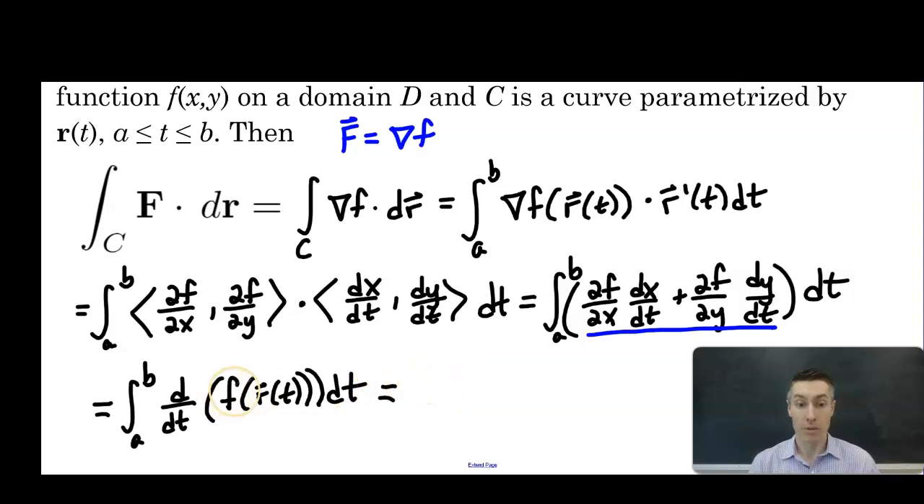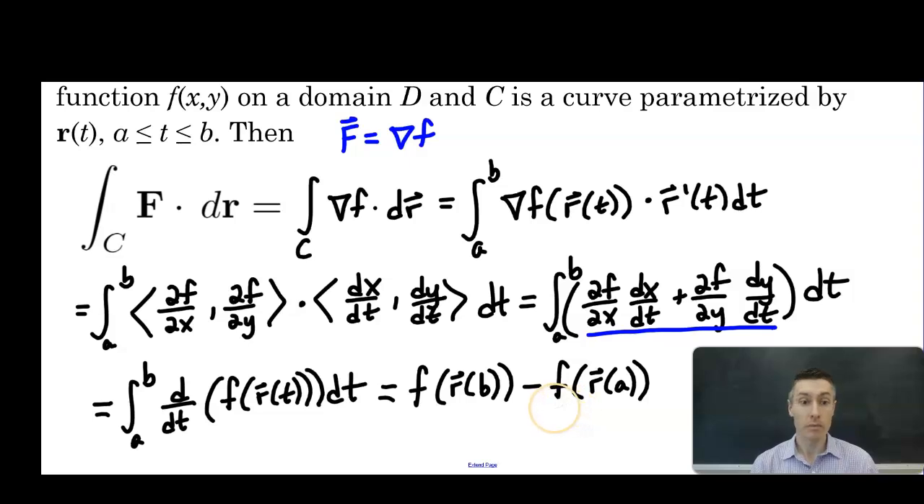So we're going to evaluate the potential function, that is, at the endpoints of the curve in this case. So we plug in b to the vector function, so f of r of b minus the potential function evaluated at r of a. And we achieved our goal of defining the line integral of a vector field in terms of the scalar function, which is the potential function of the vector field, evaluated at the endpoints of the curve in this case.